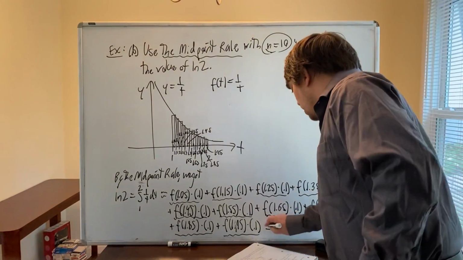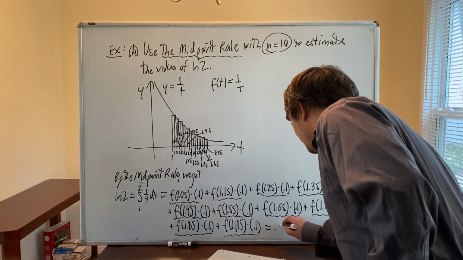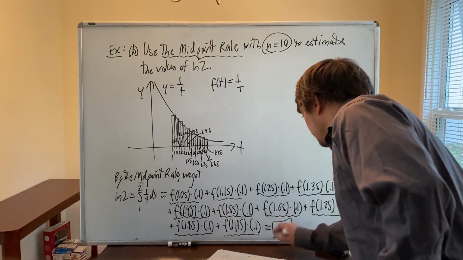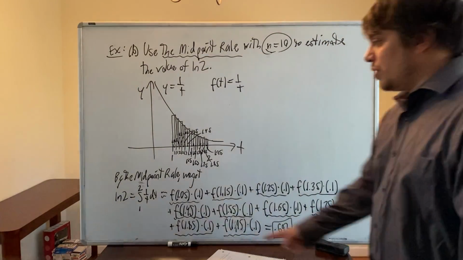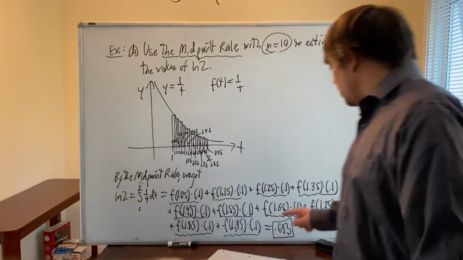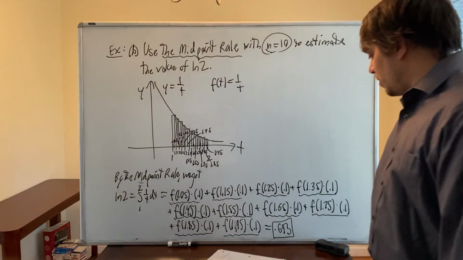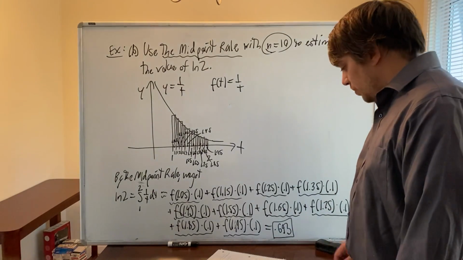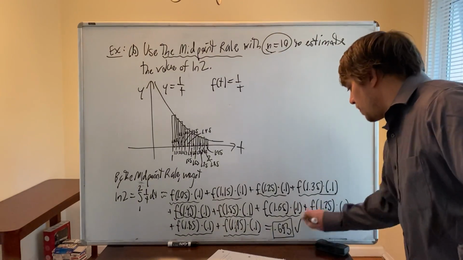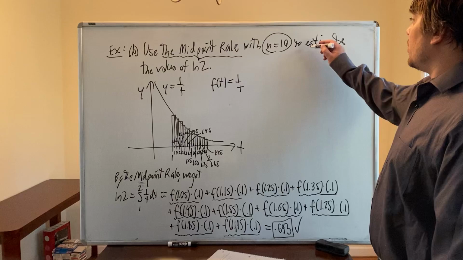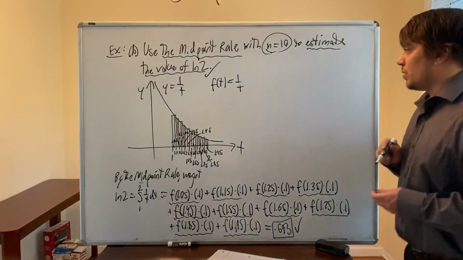Okay, so if you add up those products, you get the number 0.693. Okay, so ln of 2, which is that integral, is approximately 0.693. So that's an estimation for ln of 2, 0.693. That's part B. Okay, so we're done. So, estimate the value of ln of 2. We did that. That was cool. We did that right here.